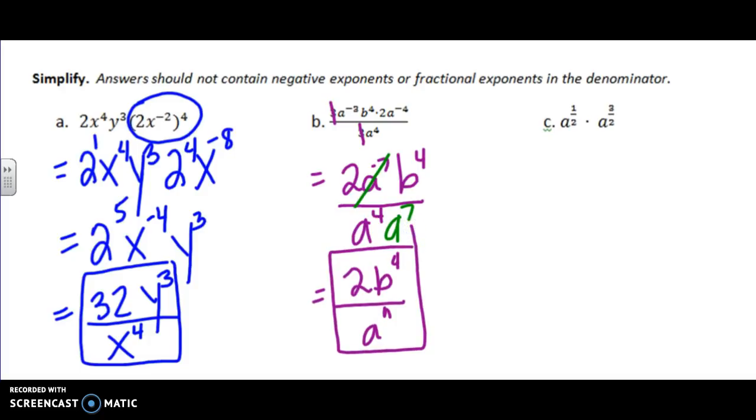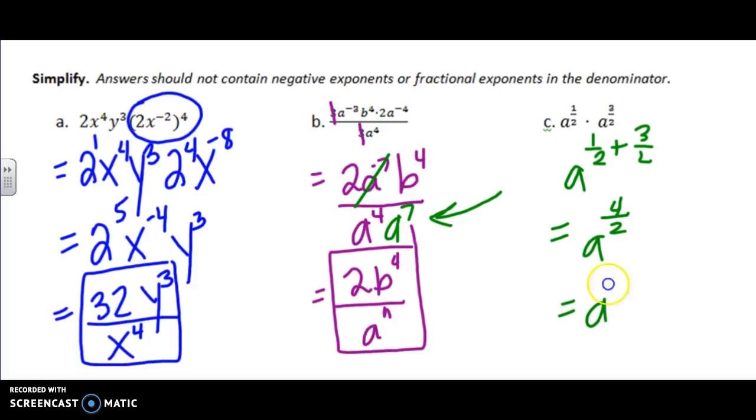Okay, so now we get to part C. We have to use the same ideas that we were doing before. Like if you look over here, we added our exponents because they were on the same line. So for these a's, I'm still going to add my exponents. I have to add 1/2 plus 3/2. So I'm going to have a to the 1/2 plus 3/2, which is 4/2. If I reduce that, that's going to give me a squared.